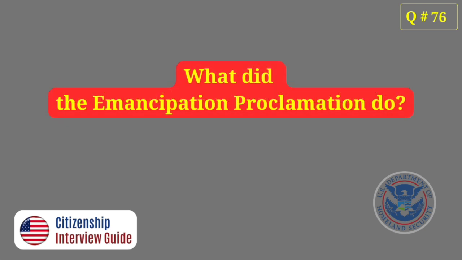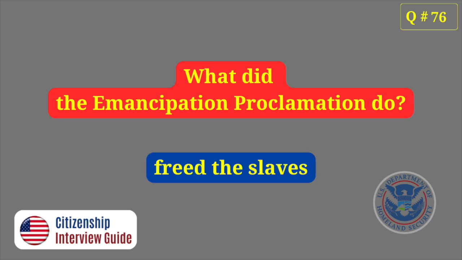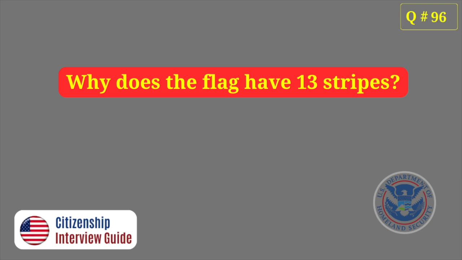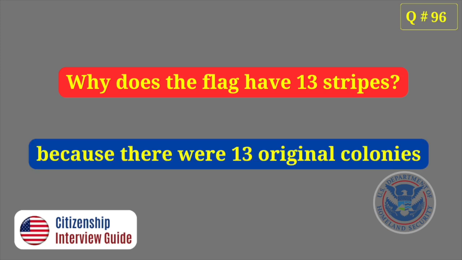What did the Emancipation Proclamation do? Freed the slaves. Why does the flag have 13 stripes? Because there were 13 original colonies.